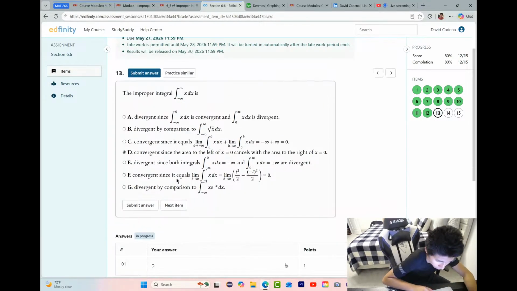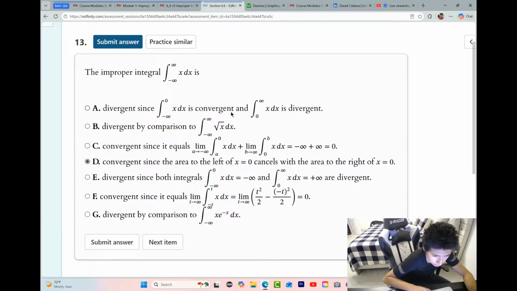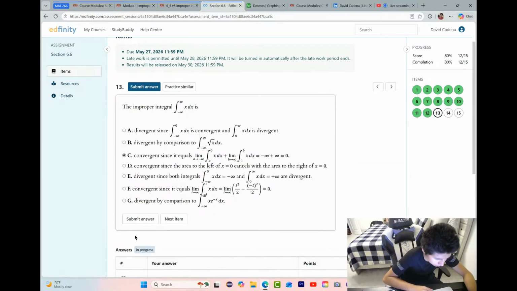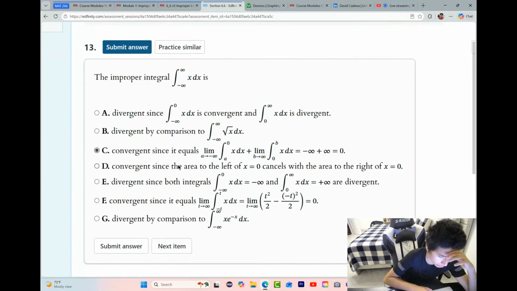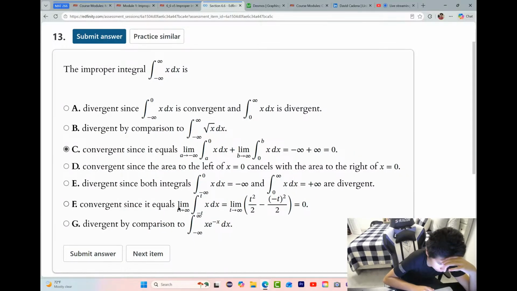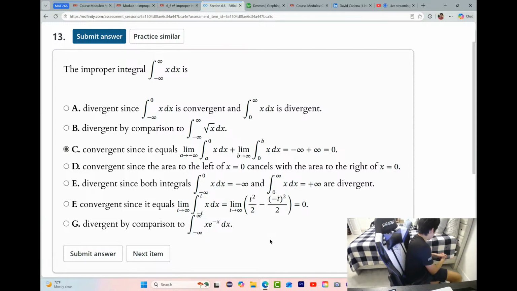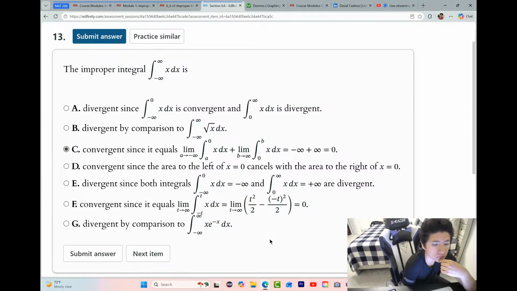Oh, wait, incorrect? What? Why? Bro, didn't we literally just show that it was 0? Okay, let's think about this. So the integral of x is x squared over 2. X squared over 2. 1/2 times x squared. That's infinity minus negative infinity. Okay, oh, I see.